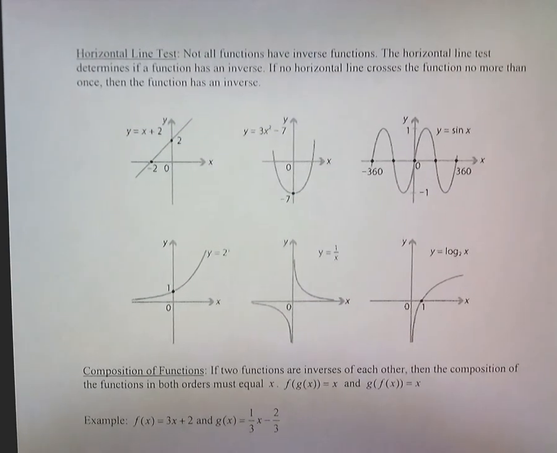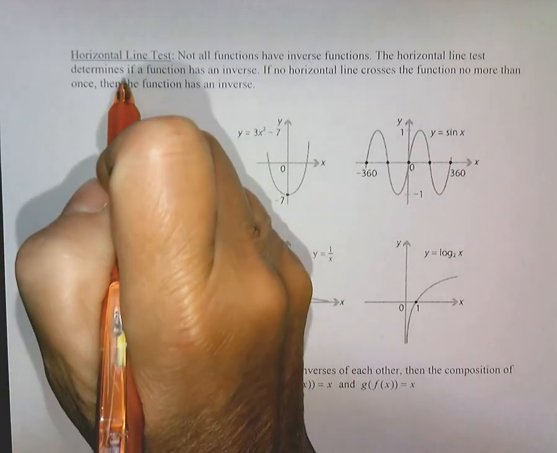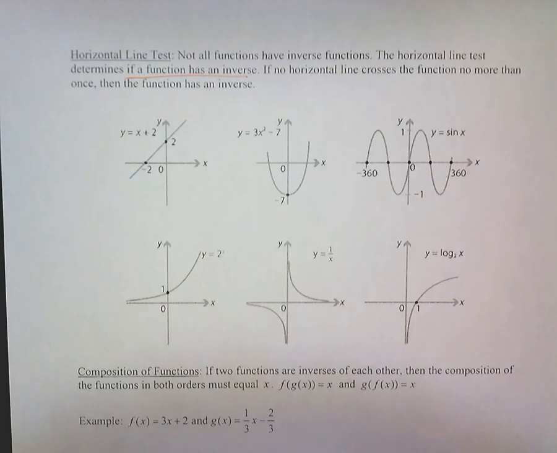Let's talk about two more things. One is the horizontal line test. A horizontal line test is similar to the vertical line test. A vertical line test tells you if a relation is a function. The horizontal line test tells you if the function has an inverse. It's called one-to-one.